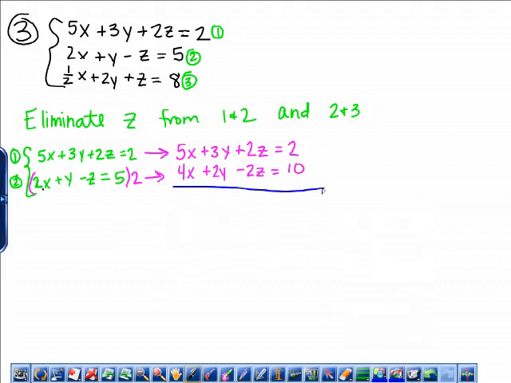All right, let's do this. 9x plus 5y. These z's cancel. So 9x plus 5y equals 12. We all okay there?